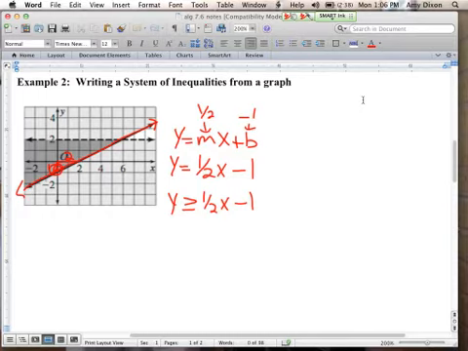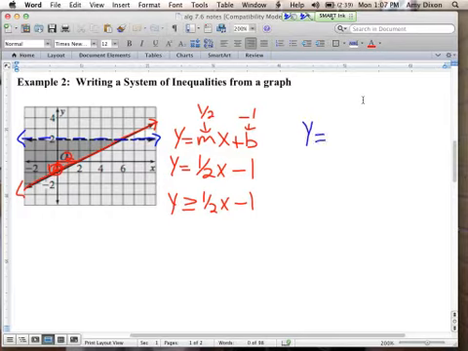Not yet. We have one more line to deal with. This dashed line right here. Now this is a horizontal line. What do we know about equations of horizontal lines? Well, the slope is 0, but how do we write the equation? Y equals where it crosses the y-axis. That's the equation of the line. Y equals 2.